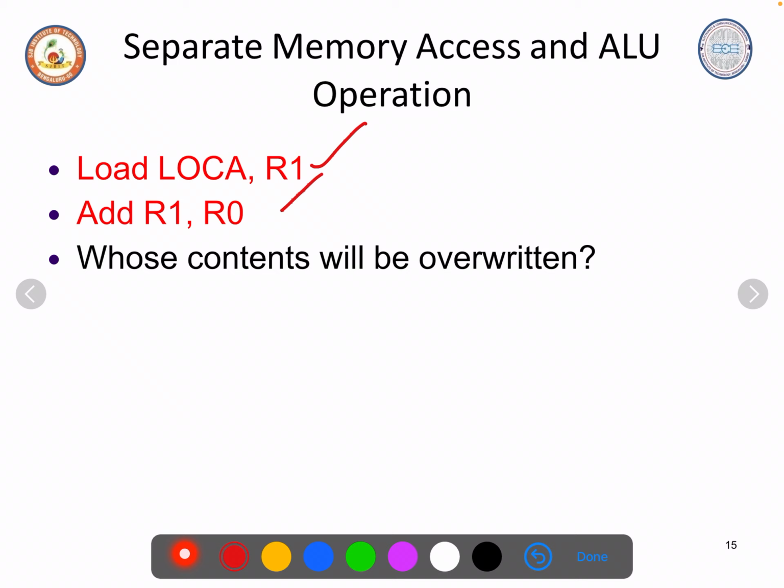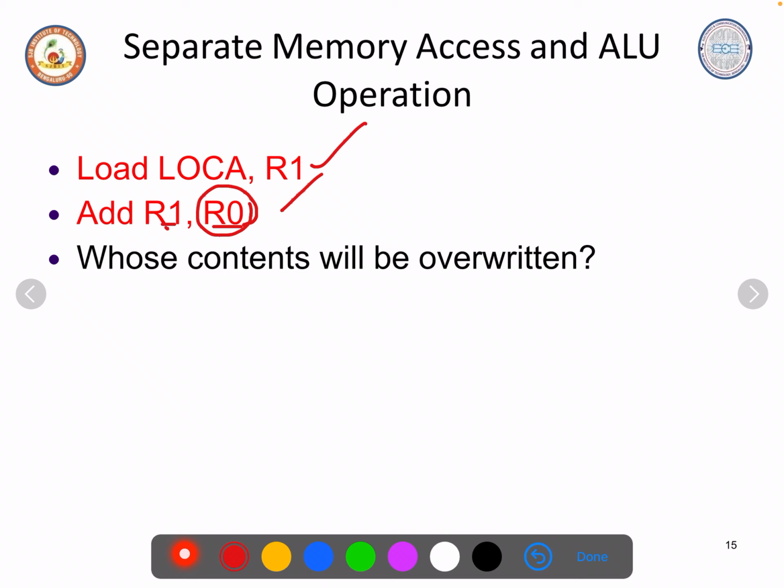The first instruction says load, the name itself indicates it is loading the content. Whereas the second instruction, similar to the previous one, is Add R1, R0, indicating the contents of register R1 will get added with R0 and the result will be stored in R0. So the contents of R0 will be overwritten, whereas R1 is preserved.